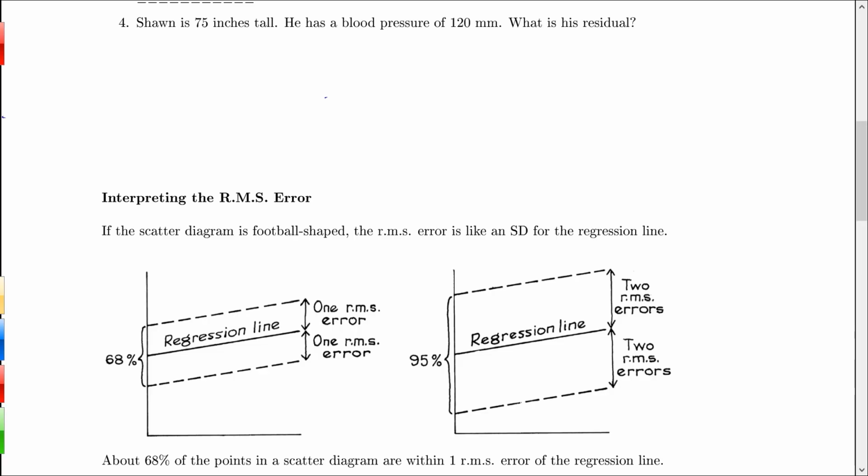Now Sean is 75 inches tall. He has a blood pressure of 120 mm. So what is his residual? Now, the formula for a residual or an error is always going to be your actual Y value minus your predicted Y value. So that's how we find our residual or our error.